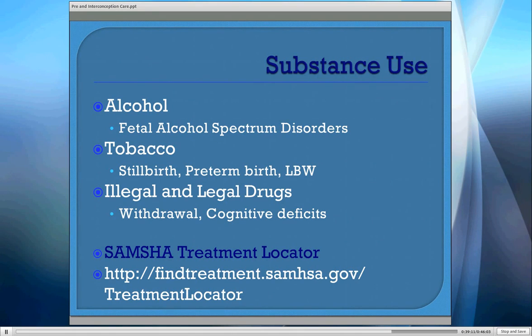Treatment resources, including detoxification, inpatient, and outpatient facilities, can be found at SAMHSA's online treatment locator. State substance abuse agencies and other useful resources are also available at this site.